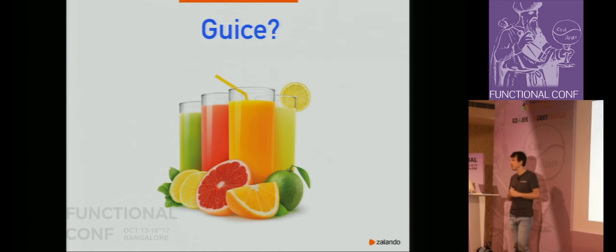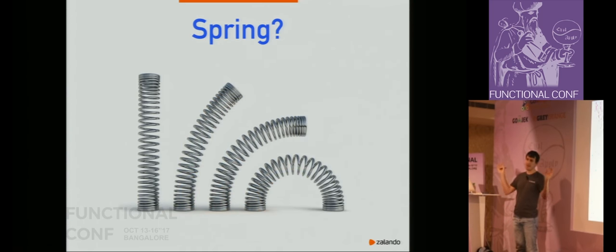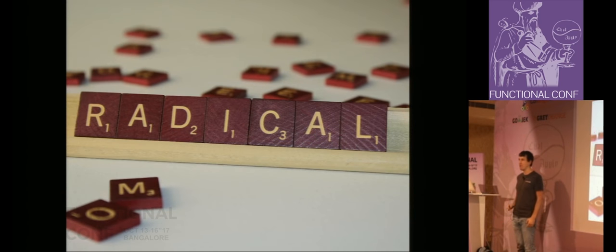Guice is doing dependency injection. So maybe we could have used that, or say, oh, let's forget about Scala and all this complexity. Let's go back to Spring, because Spring is the thing. Spring Boot got everything. So, no, actually, we didn't do any of this. And we tried to have one more radical approach.